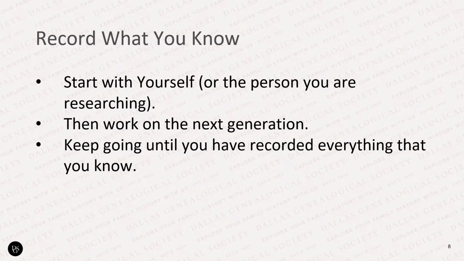In doing research, you always start with what you know. So start with yourself or the person that you happen to be researching if you're doing it for somebody else, and document everything you know about you or that person you're starting with. And then go to the next generation, do the same thing, and keep going until you've recorded everything that you know about the family. At this point, don't worry about blanks, don't worry about things that you don't know. This is just the very first step to get you started.